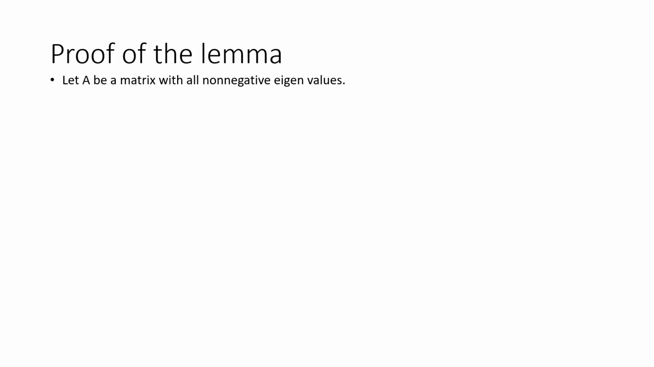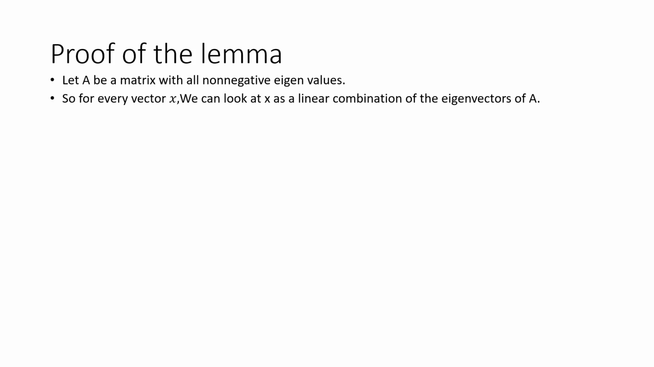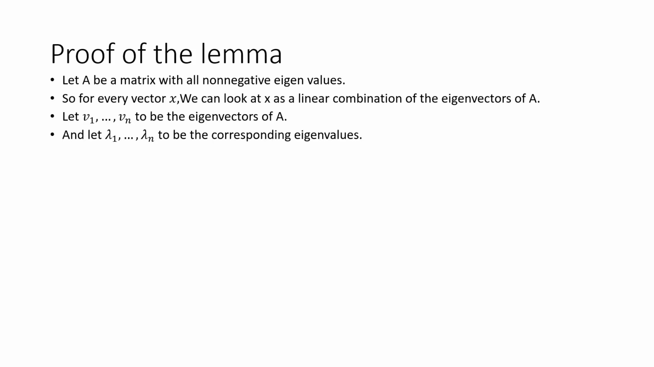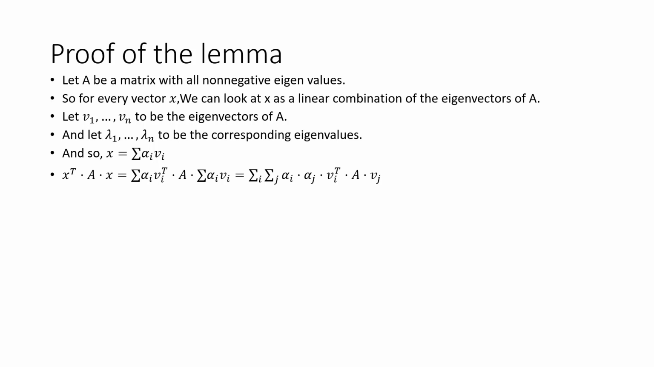The proof of the lemma. Let A be a symmetric matrix with all non-negative eigenvalues. So for every vector x, we can look at x as a linear combination of the eigenvectors of A. Let v1 till vn be the eigenvectors of A, with the corresponding eigenvalues lambda 1 to lambda n. And so, x is equal to some linear combination, sigma over alpha i vi, for some alpha i's. x transpose Ax can be written as follows: the summation over alpha i vi transpose multiplied by A multiplied by the summation of alpha i vi.